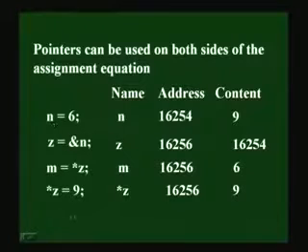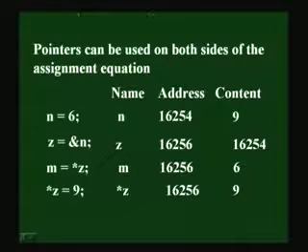Okay. But m is given a constant assignment there, that doesn't change. So that's the difference between assigning a constant and pointing to and using a pointer. So that gives you one of the differences.